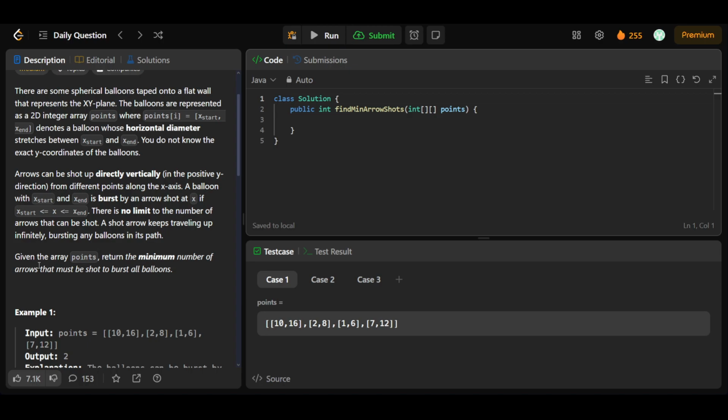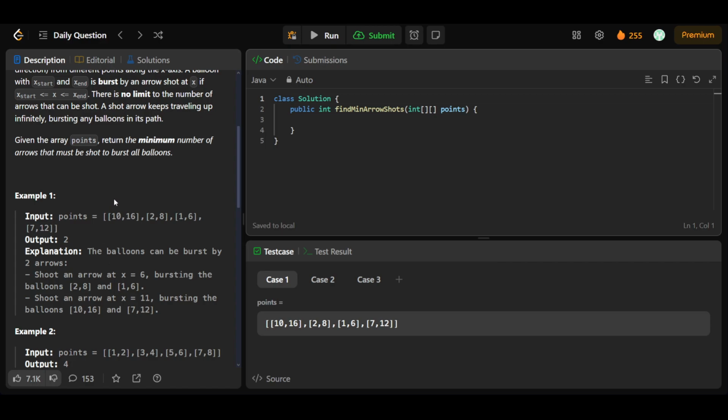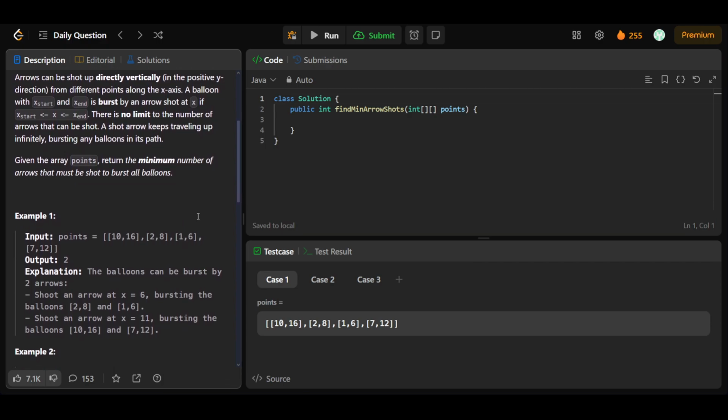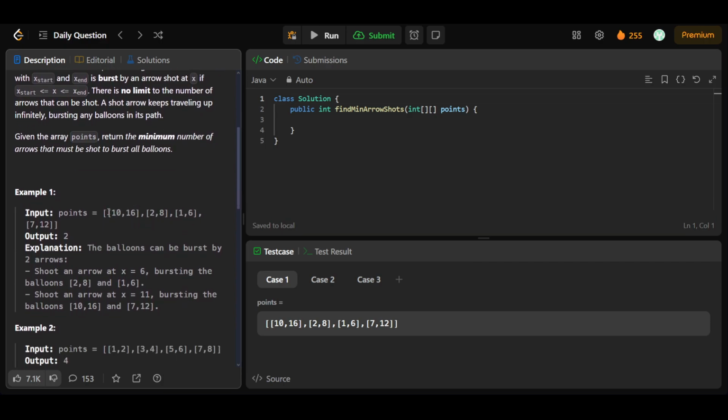We are given the array points, and we have to return the number of arrows that must be shot to burst all balloons. Okay, so for example we are given the balloons' diameters as 10,16; 2,8; 1,6; 7,12. But the catch is we don't know the exact y coordinates of these balloons, we just know the diameters. So the output comes out to be 2. I'll explain that we'll be shooting an arrow at x equal to 6, bursting the balloons 2,8 and 1,6. And then we'll be shooting an arrow at x equal to 11, bursting the balloons 10,16 and 7,12.